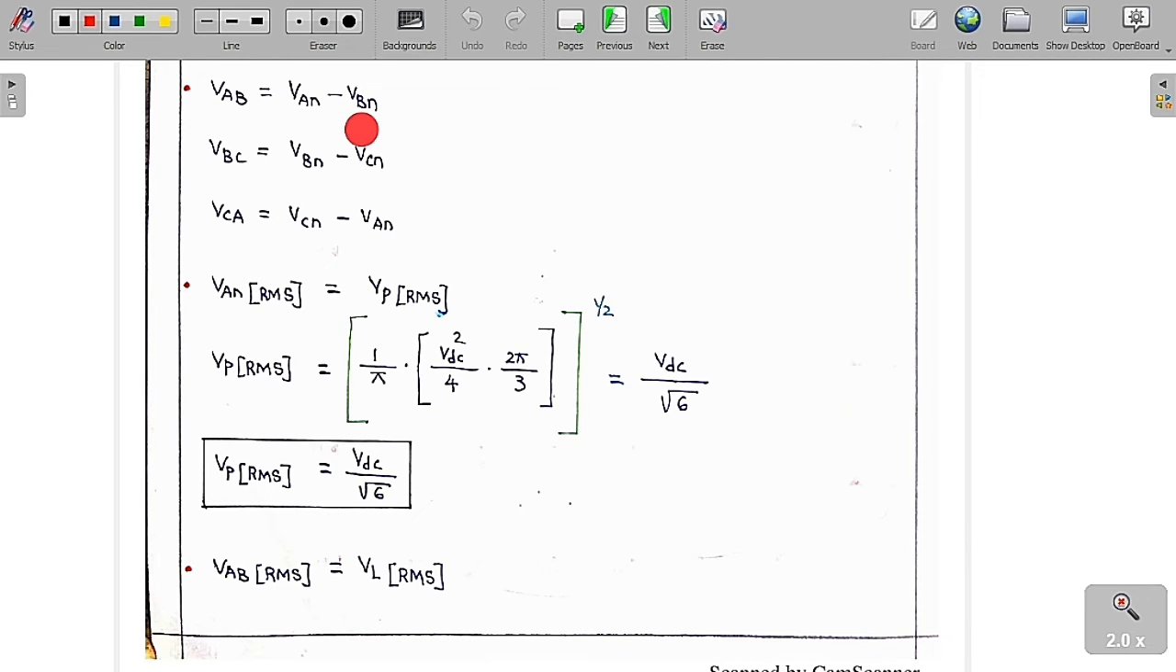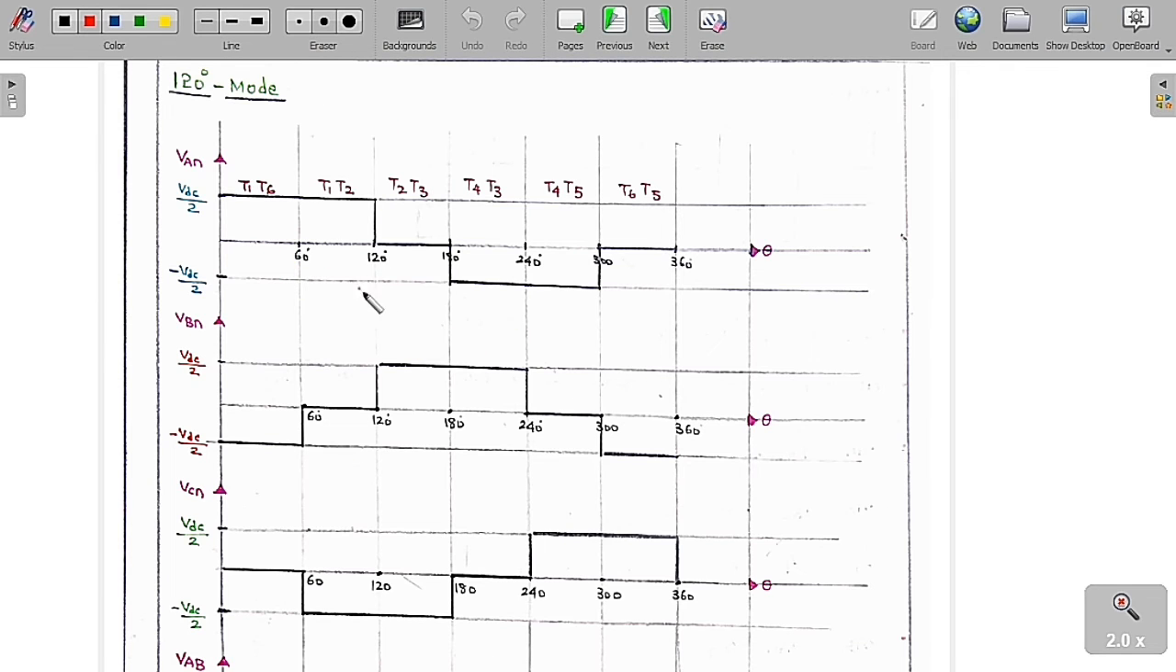So VAB is equal to VAN minus VBN, VBC is equal to VBN minus VCN, and VCA is equal to VCN minus VAN. So this is the line voltage in terms of the phase voltages. Now I am going to draw the graph of the phase voltage and also the line voltage. The phase voltages which I am going to draw are VAN, VBN and VCN, and I am also going to draw the line voltage VAB.